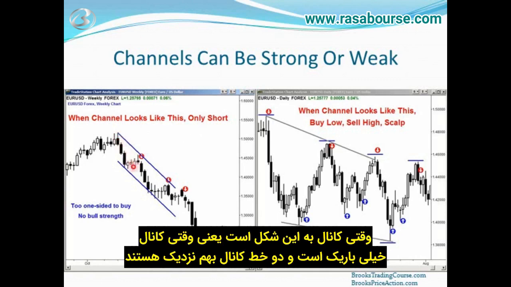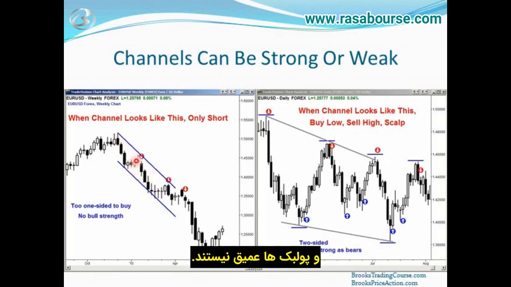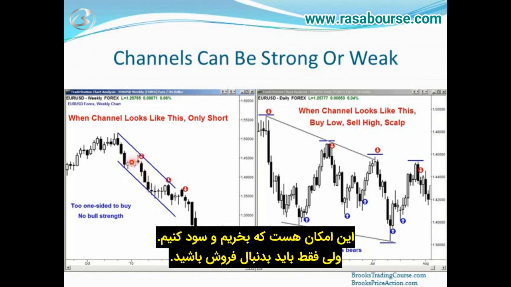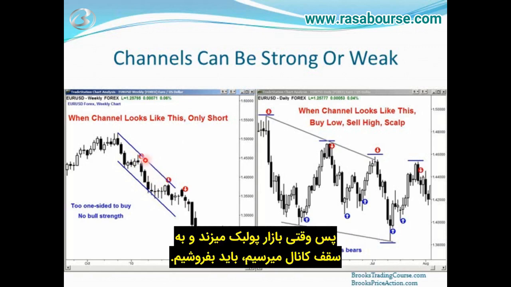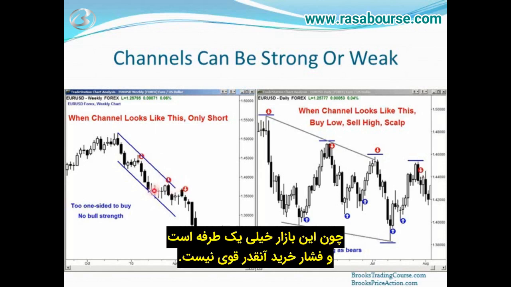When a channel looks like this, very tight, the lines are close together, the pullbacks don't go very high up, it's impossible to make a profit buying, so you should only look to sell. Only when you get pullbacks up near the top of the channel, you look to sell. This is very one-sided, not much bull strength.